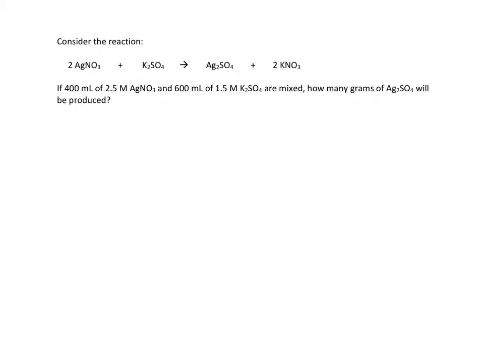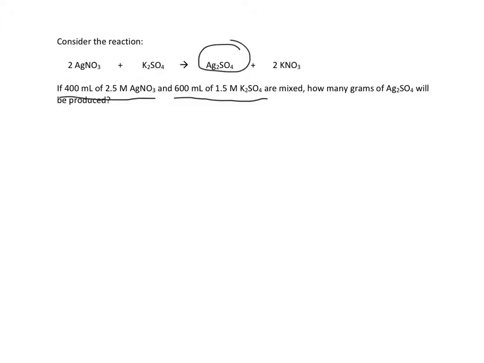Here is a problem that mixes solution stoichiometry with limiting reactants, and the reason we know that is because it's giving us a certain quantity of AgNO3 and a certain quantity of K2SO4 that are mixed. So both of these chemicals are needed to produce the Ag2SO4. The question is which one's going to run out first.